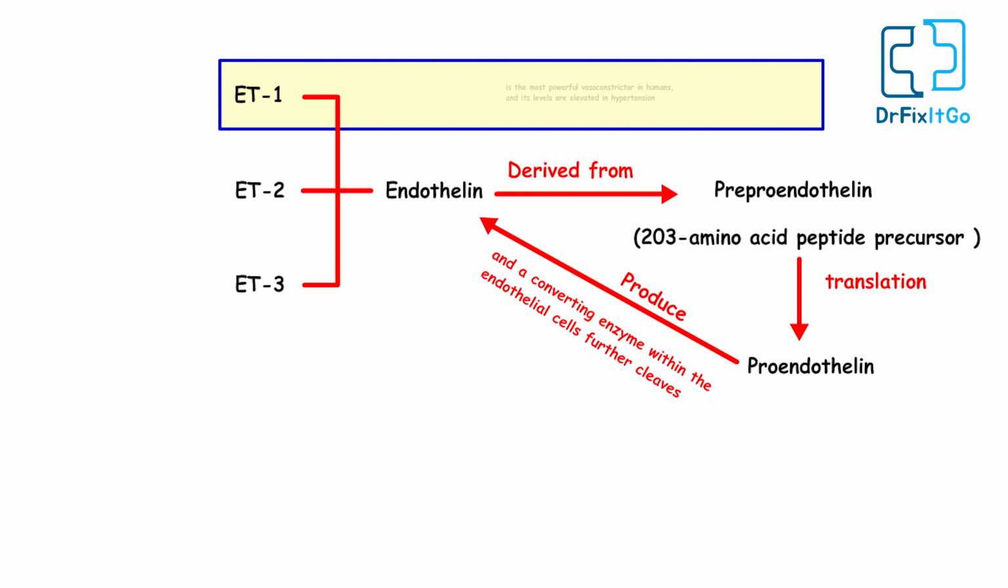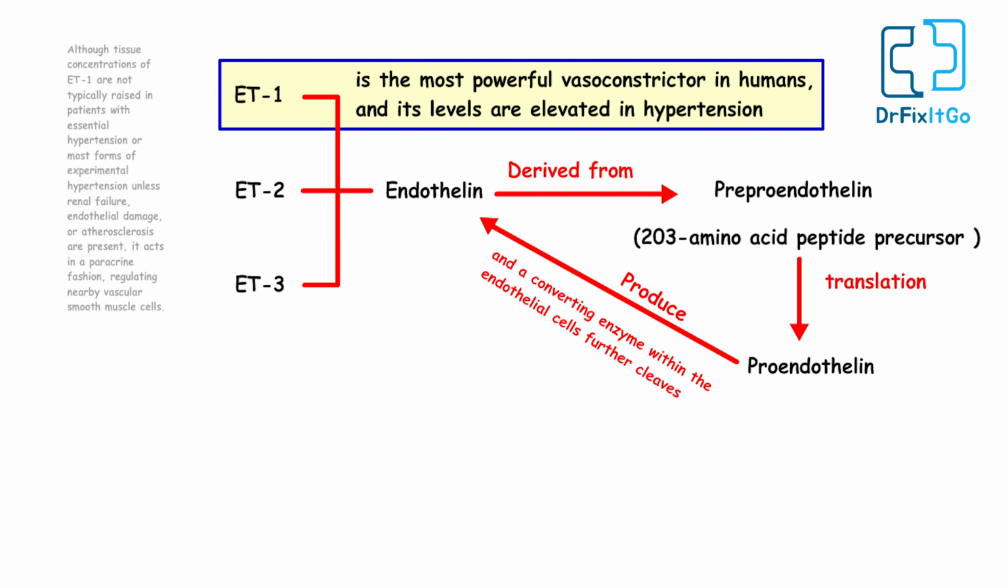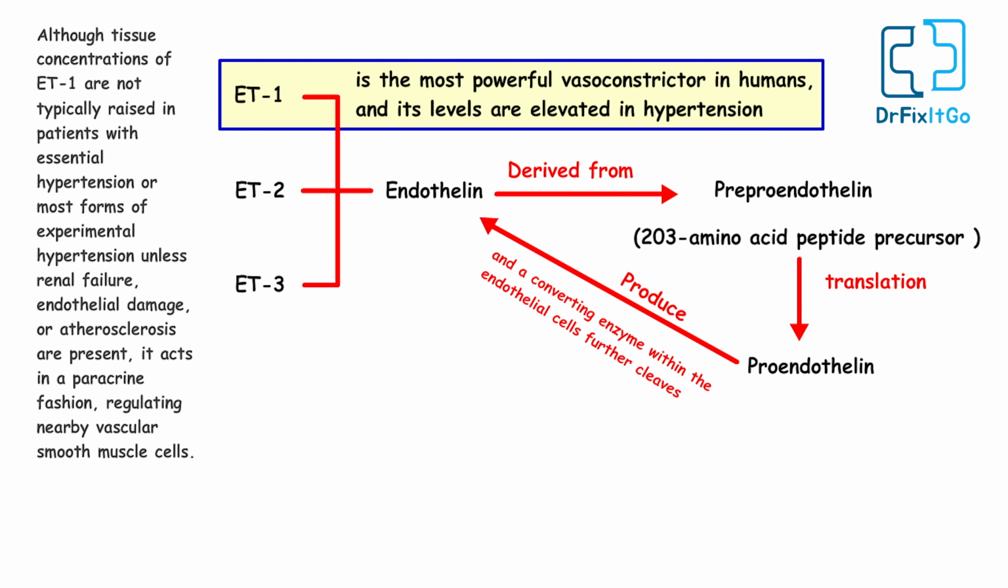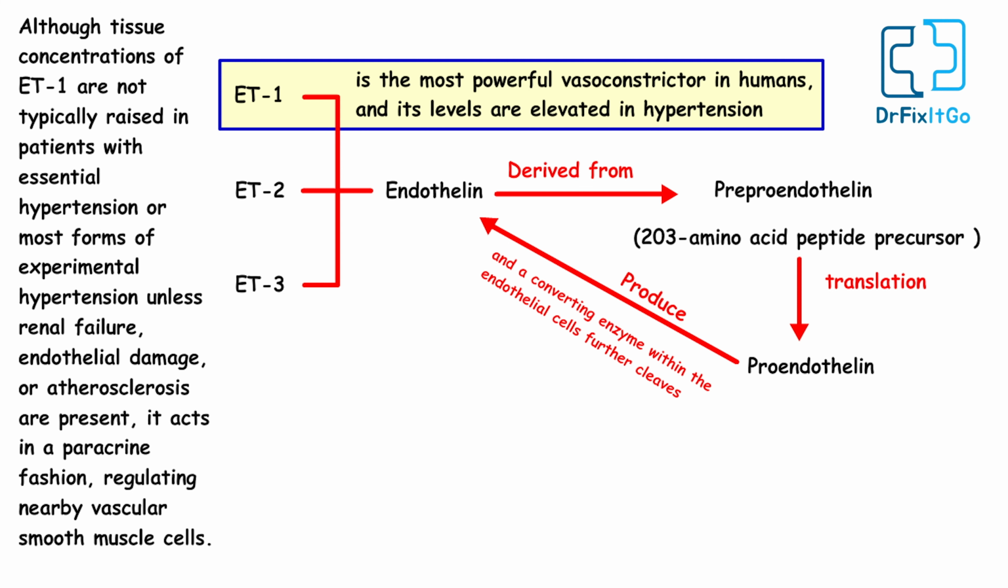Endothelin 1 is the most powerful vasoconstrictor in humans, and its levels are elevated in hypertension. Although tissue concentrations of endothelin 1 are not typically raised in patients with essential hypertension or most forms of experimental hypertension, unless renal failure, endothelial damage, or atherosclerosis are present. It acts in a paracrine fashion, regulating nearby vascular smooth muscle cells.